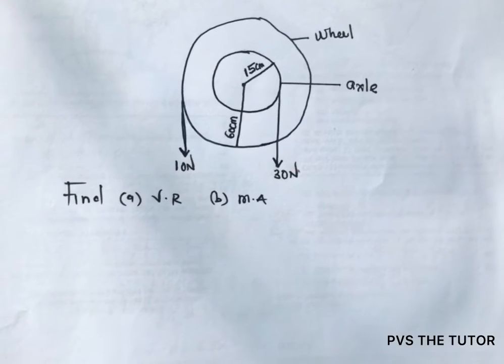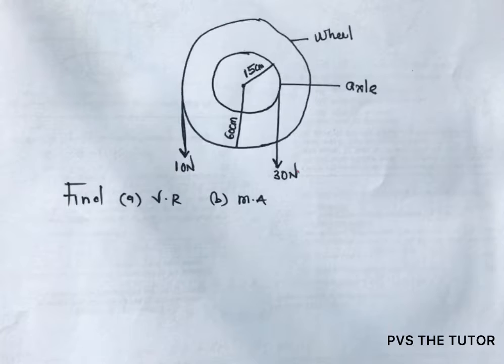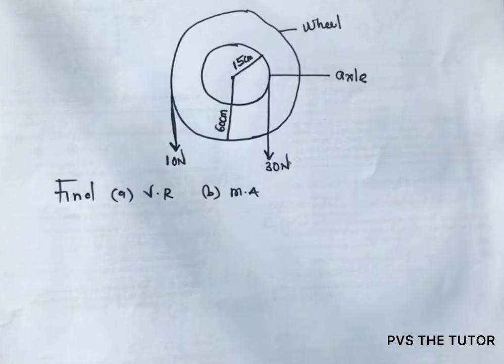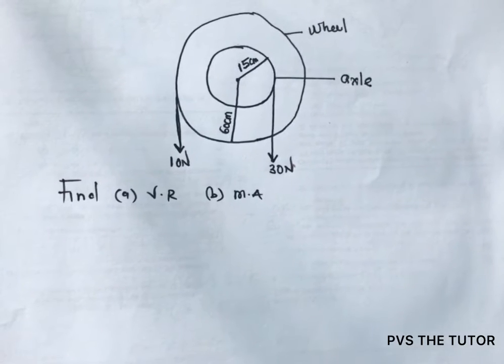Let's dive into a very easy question that can come under simple machines in physics O level. Now, this question is a wheel and axle, one of the simple machines that we use to make work easy by providing a smaller effort over a longer distance. Now, how can we find the mechanical advantage and how can we also find the velocity ratio?